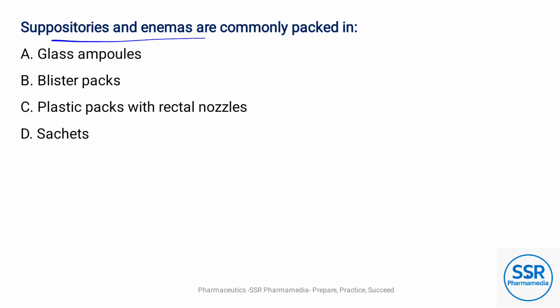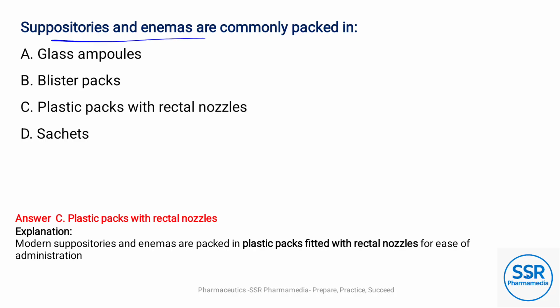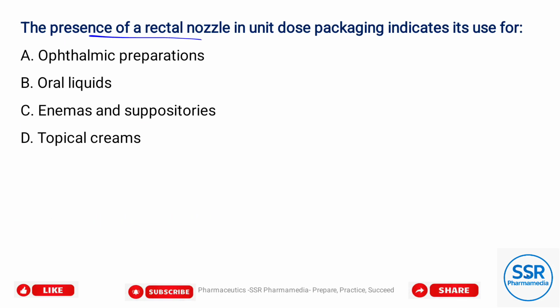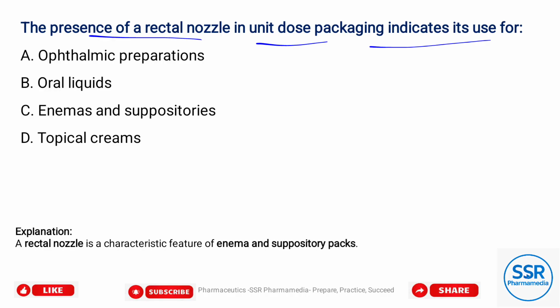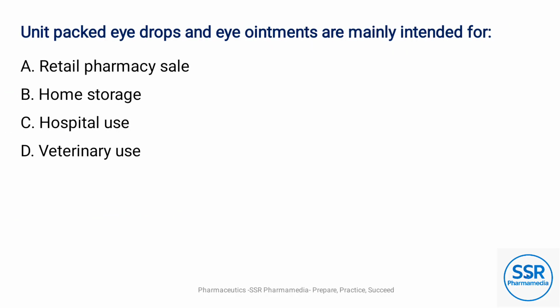Suppositories and enemas are commonly packed in, option C is the answer, plastic packs with rectal nozzles. The presence of a rectal nozzle in unit dose packaging indicates its use for option C, enemas and suppositories.